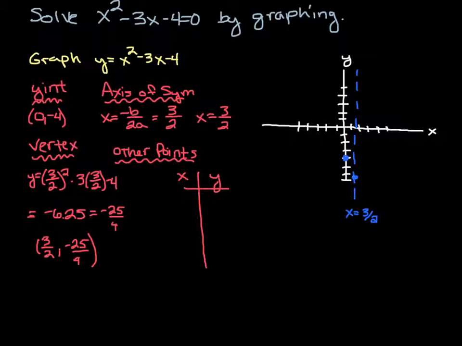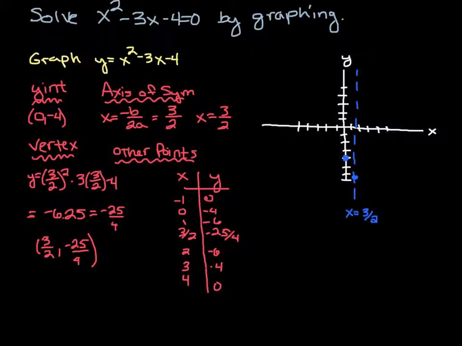So let's start out with our vertex. And we're going to pick values to the left and right of 3 halves. So a little bit less than 3/2 is just 1. Then we got 0. We got -1. I'm going to plug all those numbers into the original equation and see what they come out with.